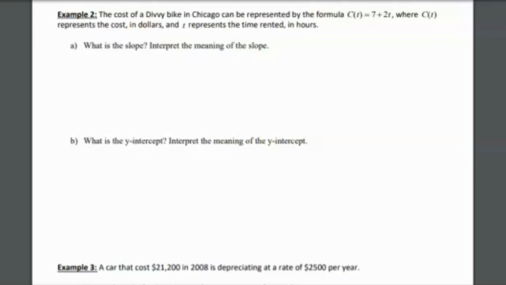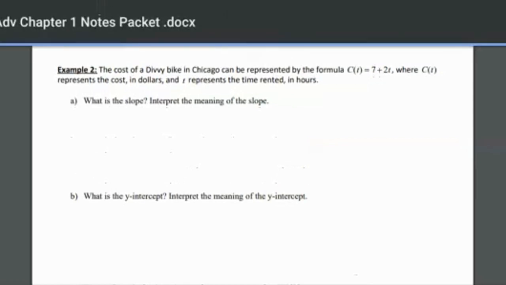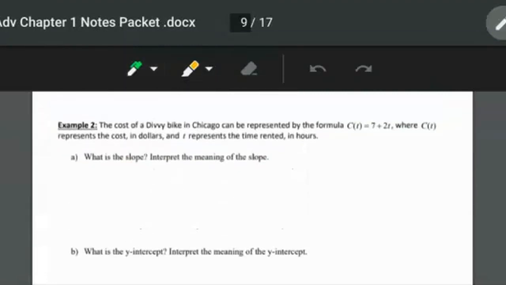So it says, what is the slope? So if we take a look at that formula, think about what your slope would be, 7 plus 2t. The formula is written in an odd order. I feel like we're used to y equals mx plus b, where the slope comes first. But if you wanted to, you could rearrange it: 2t plus 7. I like to think the number in front of the variable is always going to be your slope. So your slope is going to be 2.